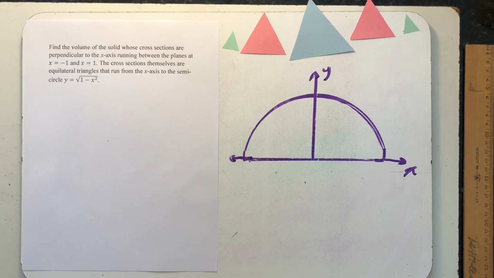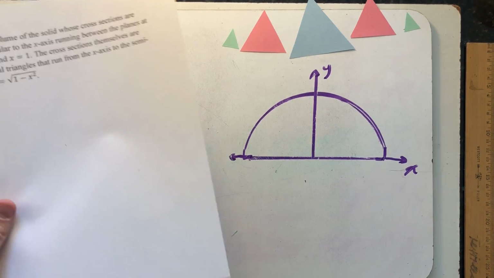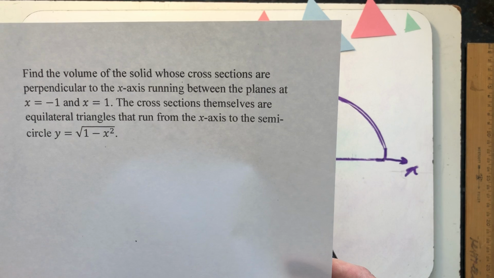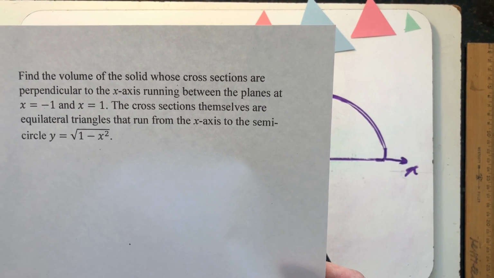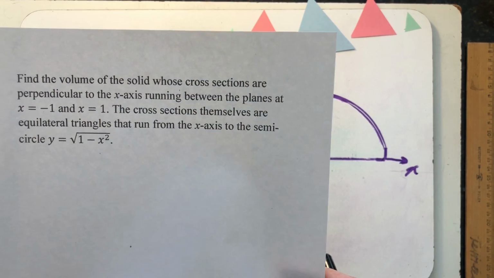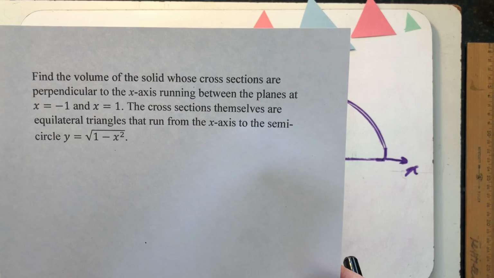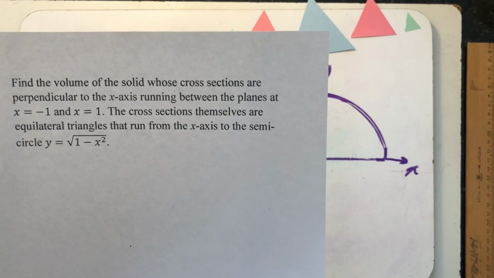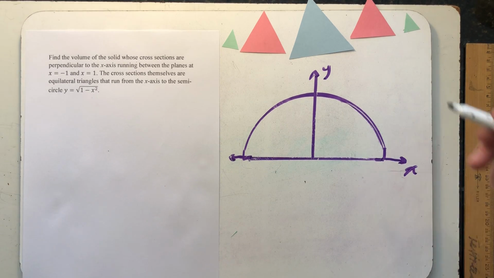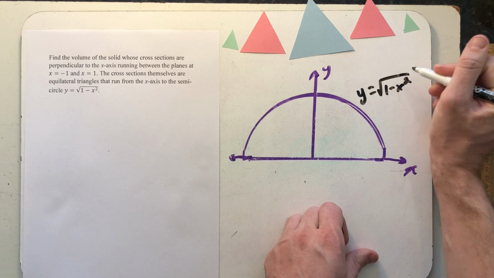In this video, we're going to find the volume of a solid whose cross-sections are described to us. Find the volume of the solid whose cross-sections are perpendicular to the x-axis, running in between the planes at x equals -1 and x equals 1. The cross-sections themselves are equilateral triangles that run from the x-axis to the semicircle y equals the square root of 1 minus x squared.